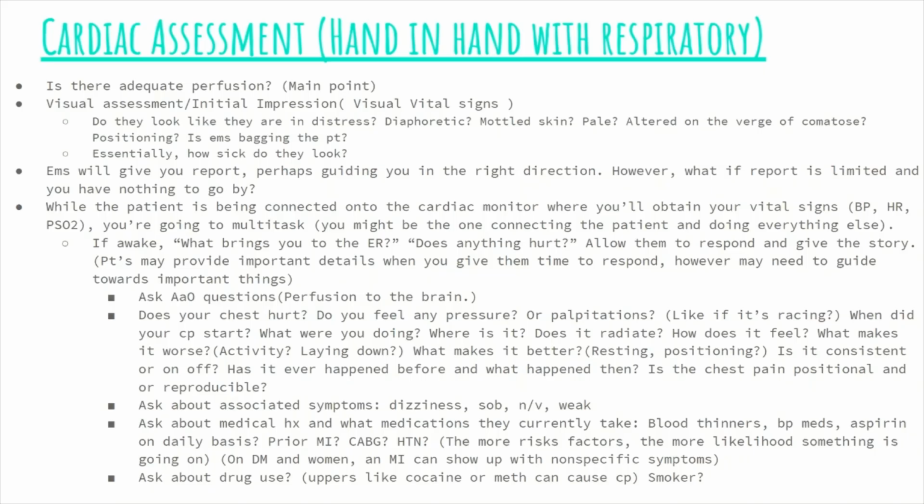And then things like, what makes it worse? Does activity make it worse? What makes it better? Does resting make it better? And then you'll want to ask if the pain is consistent at all times, or if it does come and go. So which one, is it consistent or does it come and go?